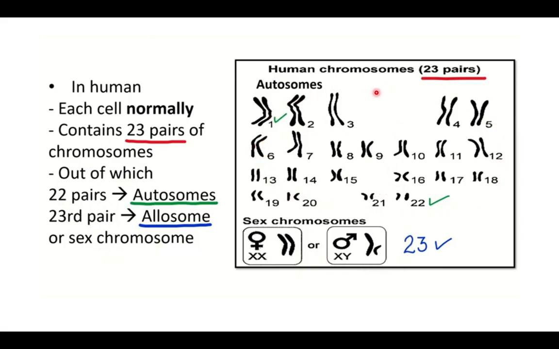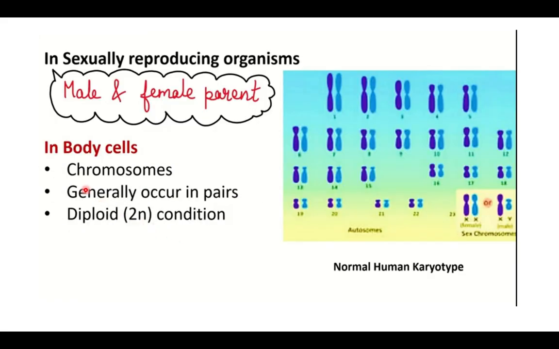22 pairs are autosomes, which are defining the body characteristics. The 23rd pair alone is allosome. Why? Because that is a sex chromosome, which is helpful for reproduction. So important one word, the 23rd pair alone, allosome. In a sexually reproducing organism, whether it is a male or female parent, that is the sex chromosome.